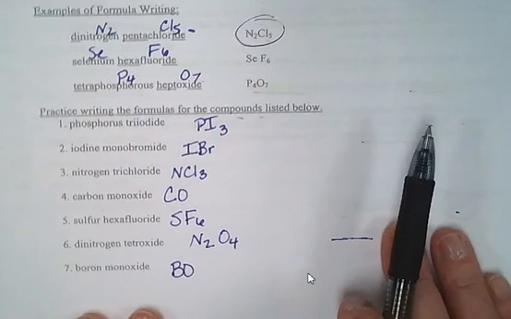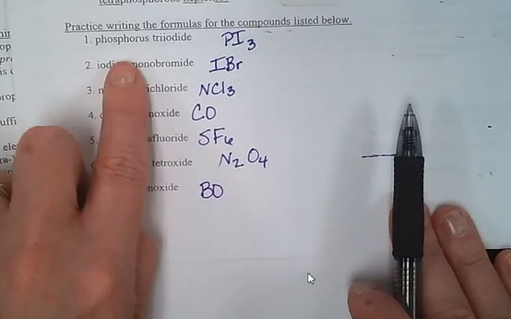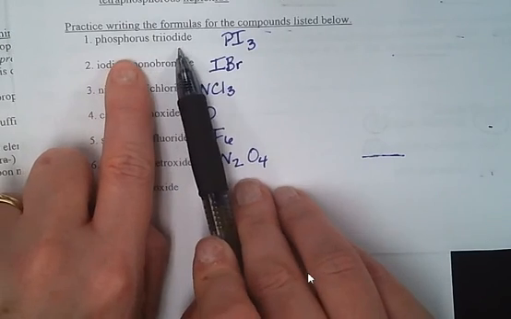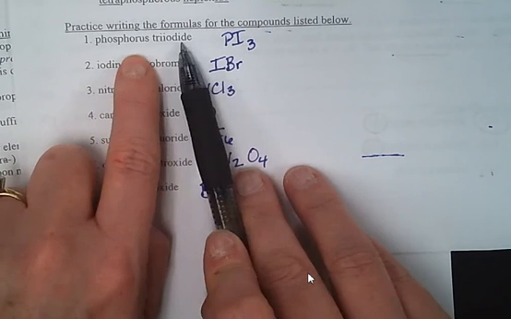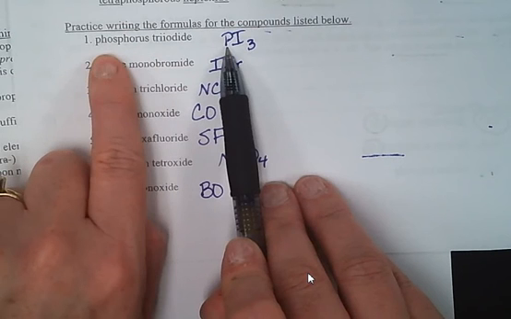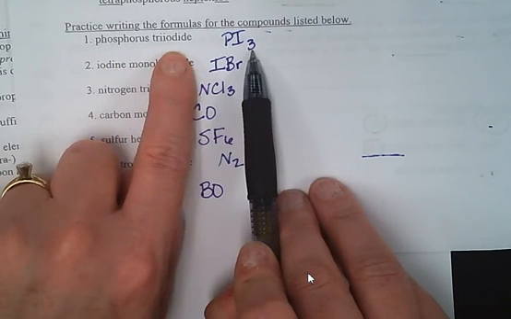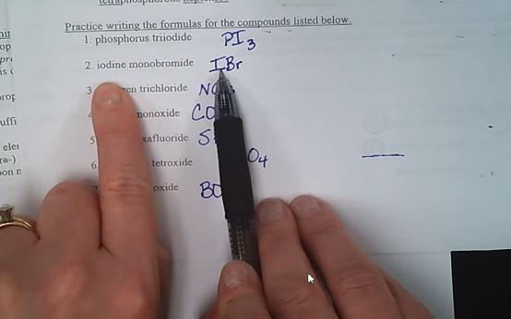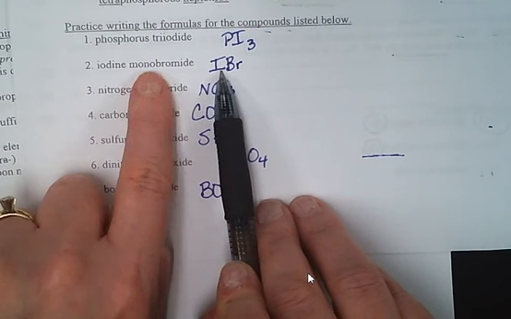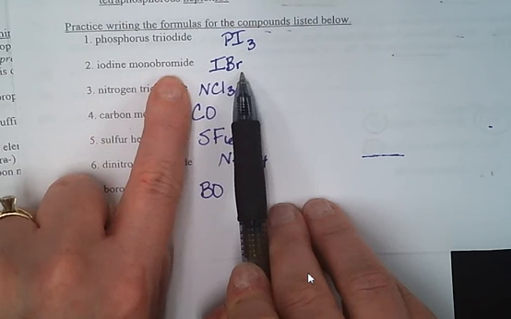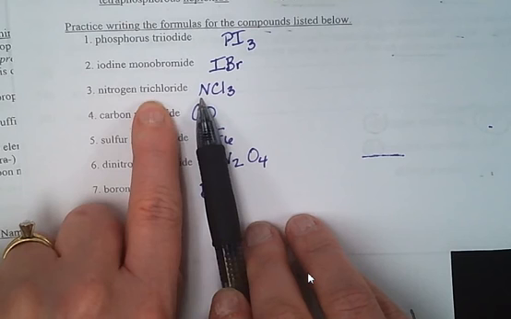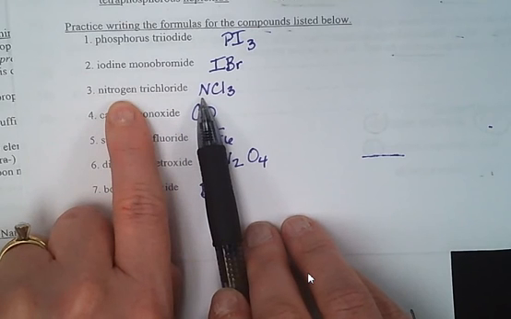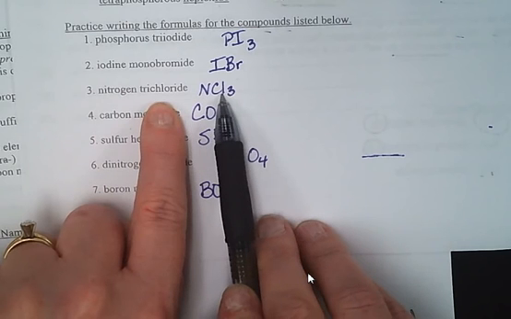So down here, phosphorus triiodide means you have phosphorus and iodide, or iodine, and you have 1 phosphorus because there's no prefix, and you have 3 iodines. Iodine, that's I, it's only 1. Monobromide, so I only have 1 bromine, so IBr. Nitrogen trichloride, 1 nitrogen. If it said dinitrogen, it would be an N2, but it doesn't. It says nitrogen. Trichloride, 3 chlorines.